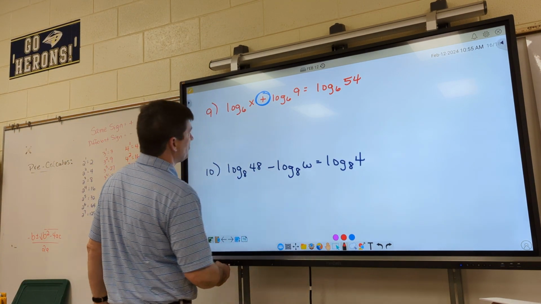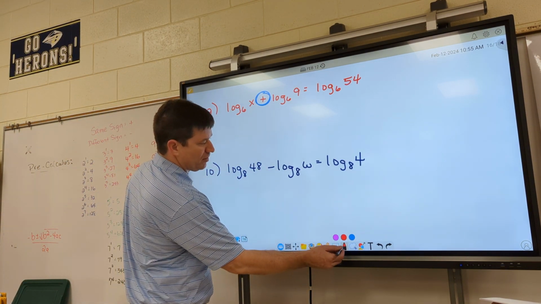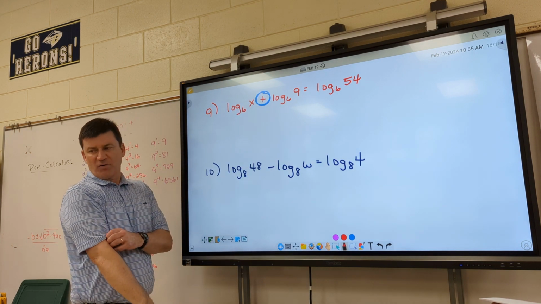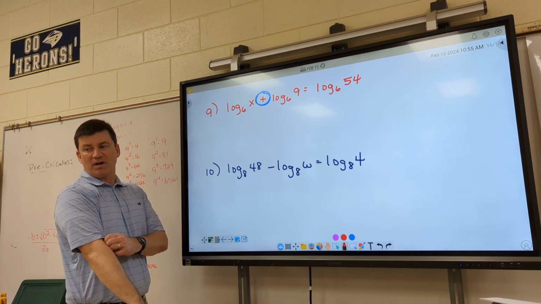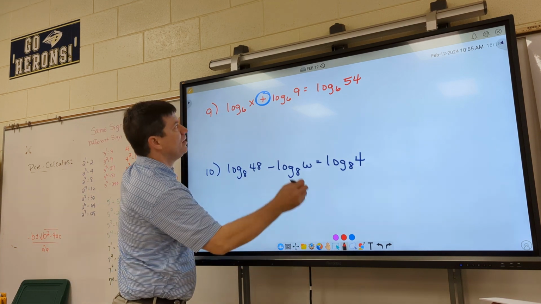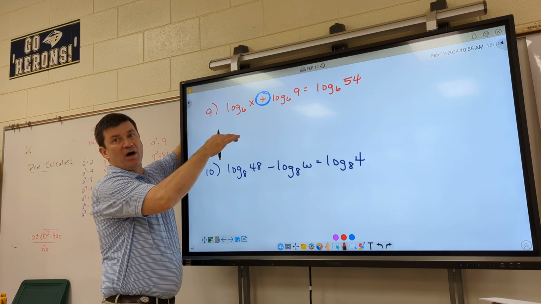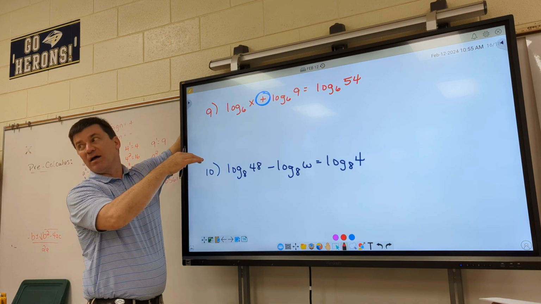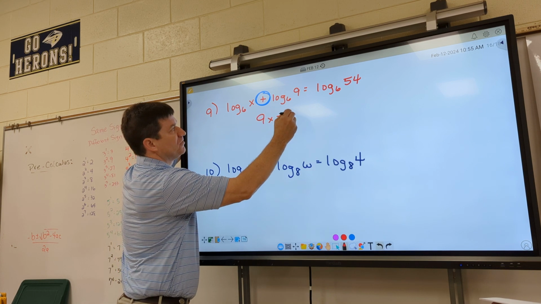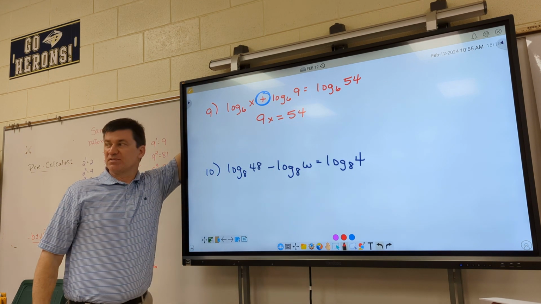All right, what's new about number 9? It's got something new in it. There's a plus sign in between the logs. I believe this is the first time we've had a plus sign in between the logs without any parentheses. When you have a plus in between, when you set up your problem as an equation, you're going to have to multiply. So that's going to be 9 times x equals 54. That's all you do. Plus becomes times.